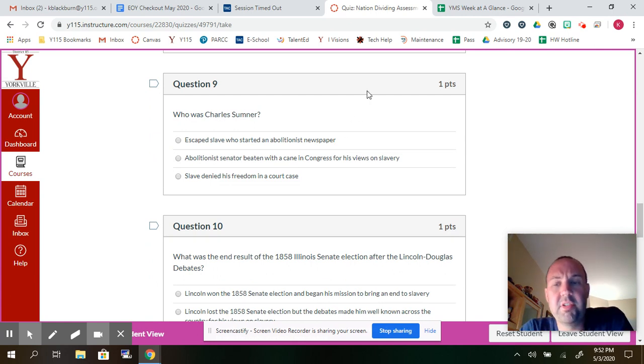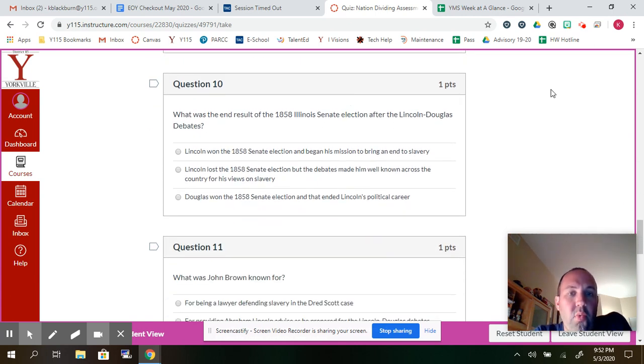Who was Charles Sumner? Question 9. An escaped slave who started an abolitionist newspaper. An abolitionist senator beaten with a cane in Congress for his views on slavery. A slave denied his freedom in a court case.